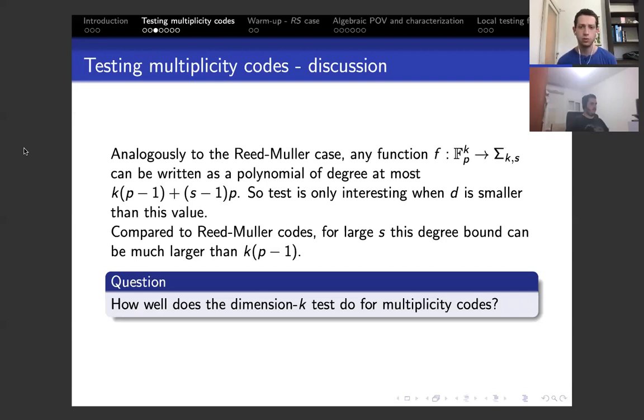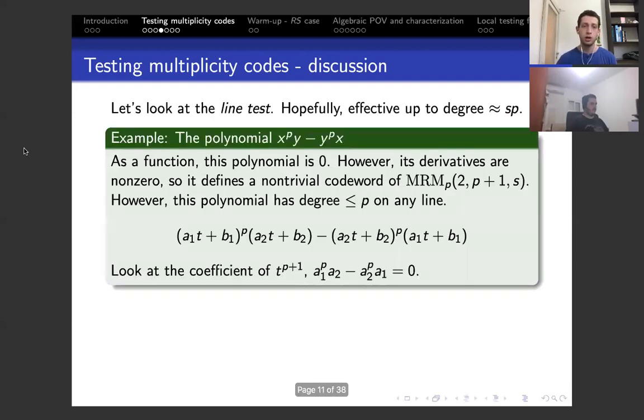So we can hope that the k-dimensional test is effective for much larger degrees than in the Reed-Muller case. So what we want to know is how good is the k-dimensional test for multiplicity codes. An interesting example to look at is the dimension 1 case, the line test, and hopefully it will be effective up to degree around s times p.